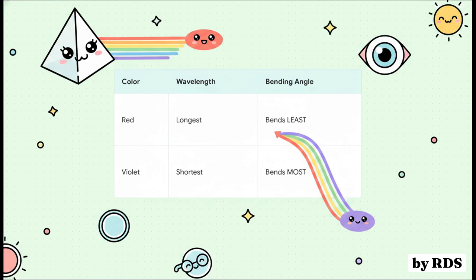Red light has the longest wavelength, so it basically just powers right through the prism, bending the least. It stays right near the top of the spectrum. Violet light, on the other hand, has the shortest wavelength. It struggles through the glass and gets bent the most, ending up all the way at the bottom. And all the rest of the colors? They fall perfectly in between.